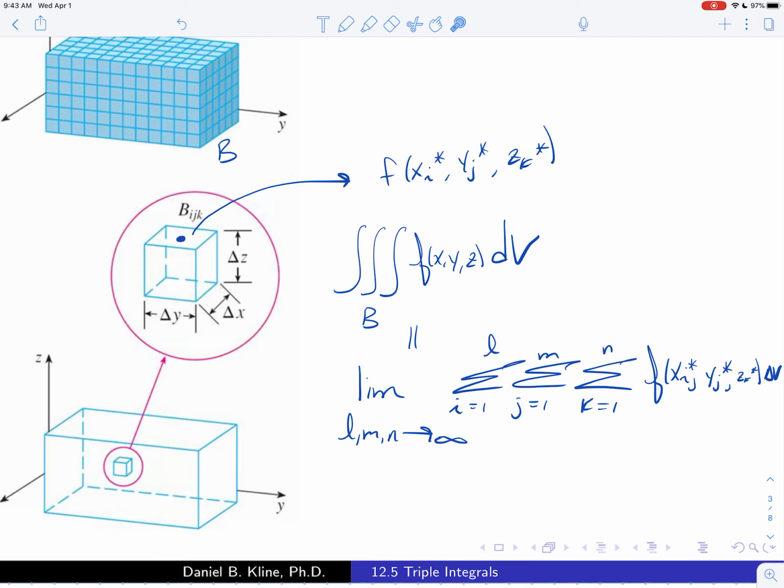Okay, just to fly over the basic idea. This is just saying add up all the boxes. So add up, sum, the volume of each little box times plug in a test point from the box into f. And then keep doing that as the number of boxes goes to infinity. So finer, finer, finer. Okay, so that's the basic setup. What do you do with this? And how do you compute these?